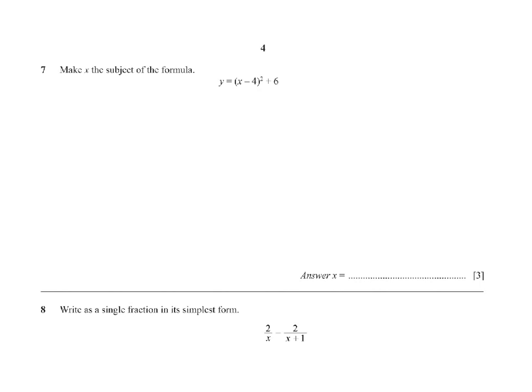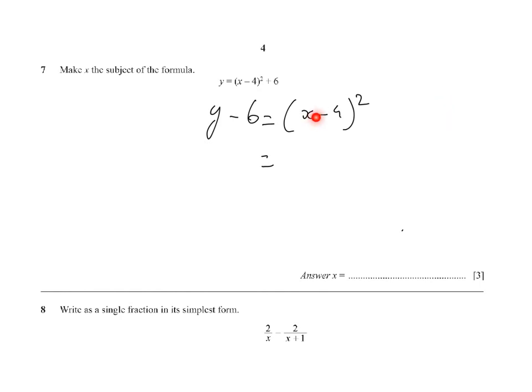Now, there are several ways of doing this. Probably the best way of it is first, take away the 6 there. So it says x minus 4 squared equals y minus 6. And then I will square root both sides, okay? Because I want to get rid of that square there.